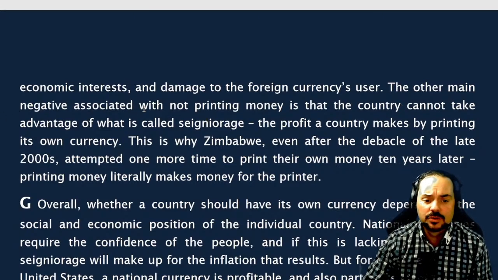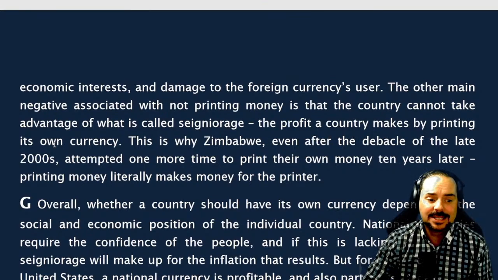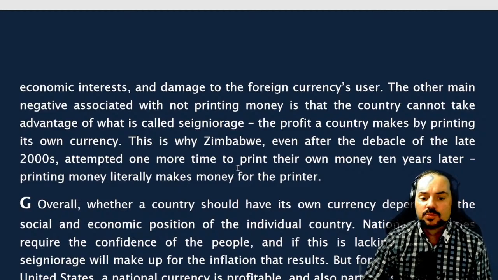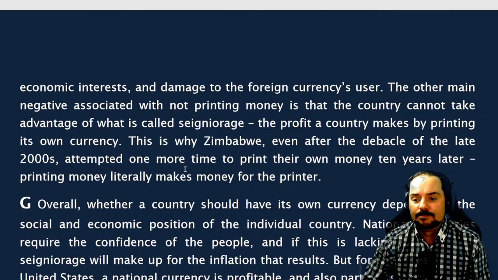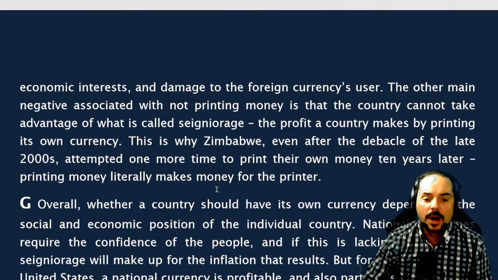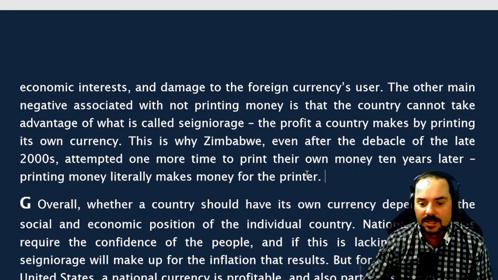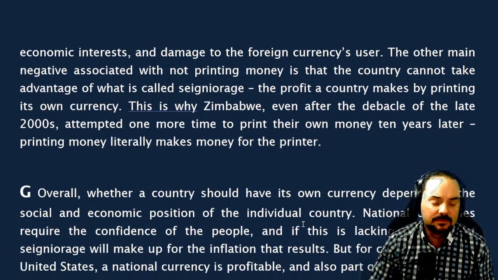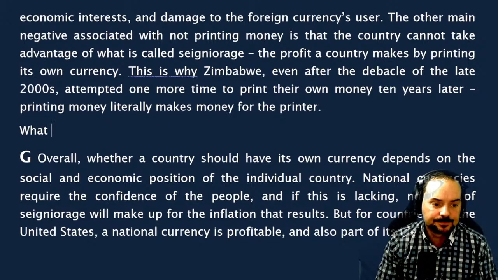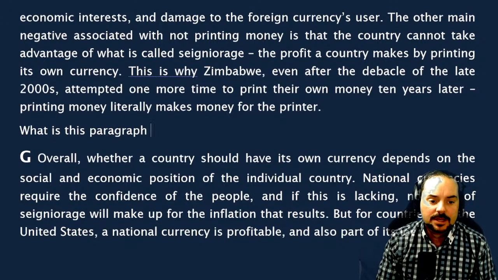The other main negative associated with not printing money is that the country cannot take advantage of what is called seigniorage, the profit a country makes by printing its own money. This is why Zimbabwe, even after the debacle of the late 2000s, attempted one more time to print their own money 10 years later. Printing money literally makes money for the printer. What is this paragraph about? Give me some answers, students. Nice and fast.